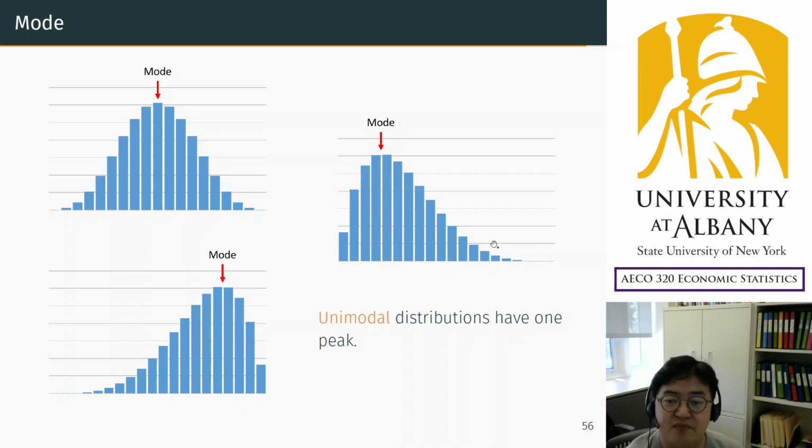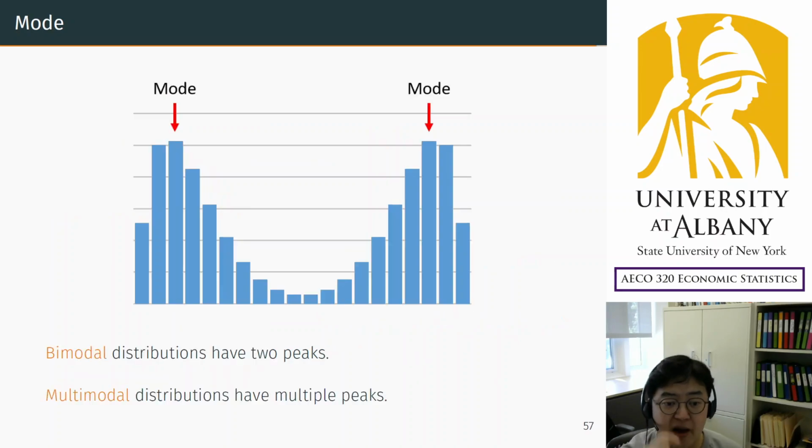So these examples are called unimodal. That means there is only one peak. So that's unimodal. And maybe you have heard about bimodal distributions. Bimodal distributions have two peaks like this. So you can think of this as a mode and another mode, right? Just simply there are two.